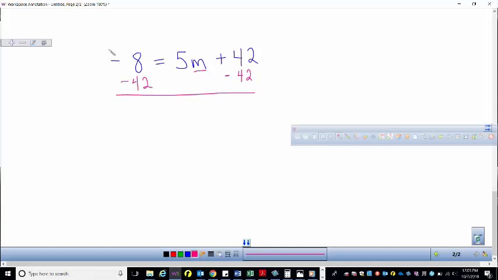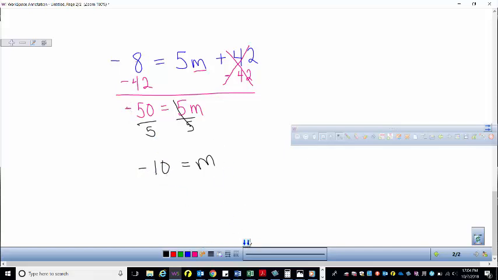So now here I have negative 8 and negative 42, which is negative 50. Signs are the same, we add and keep. On this side, on my right side, these two cancel because they're opposites. And I'm left with 5m. 5m is multiply. So for my second step, I'm going to divide because that's the opposite of multiply. And m is equal to negative 50 divided by 5 is going to be negative 10. It's negative because there's one negative sign. One negative sign when you're dividing is negative.